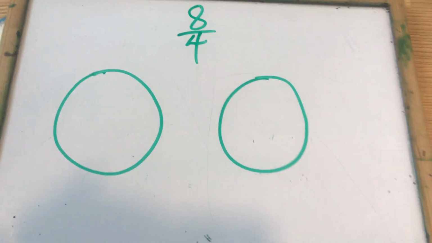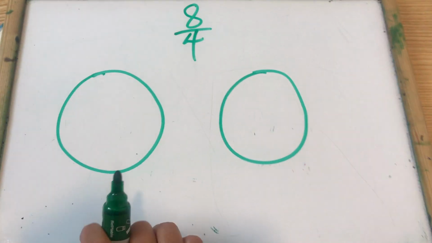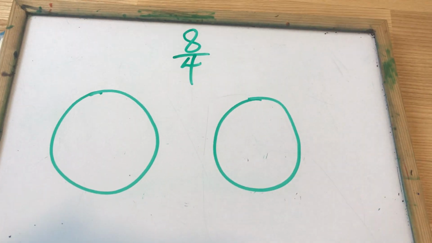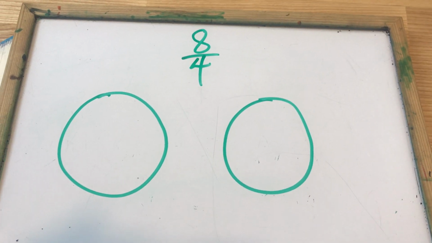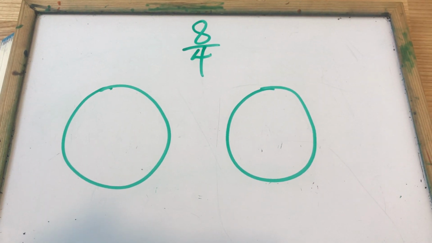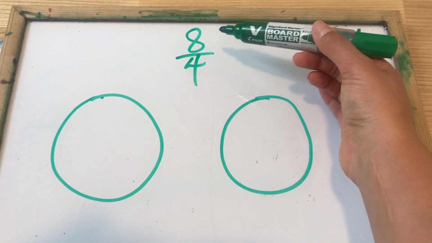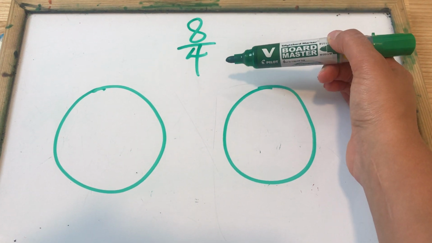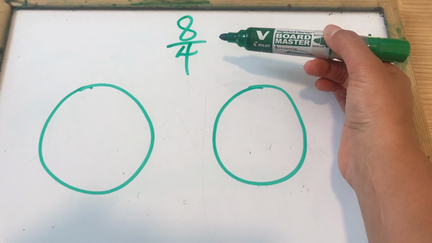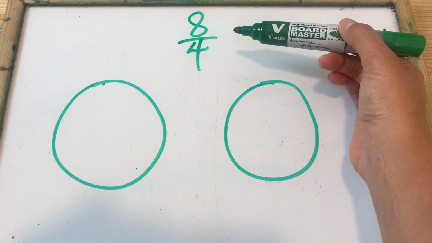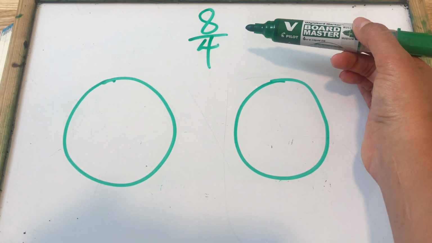Guys, before we get started on lesson 9.4, we're going to do a quick refresher on writing fractions from a fraction to a whole number. So I've got a fraction up here, and this is 8/4, right? What whole number is equal to this fraction?